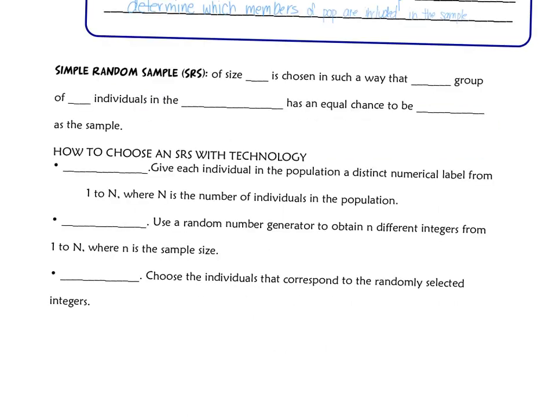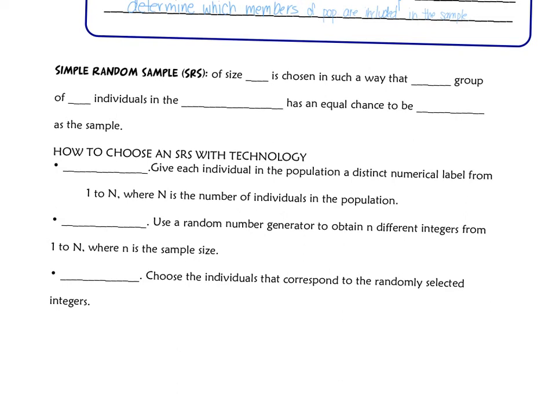All right, so there's the definition written down. Please copy that into your notes so you have it. Again, it involves a chance process to determine which members of the population are included in the sample. And if it's truly random, everybody should have the same opportunity, the same chance of being chosen.